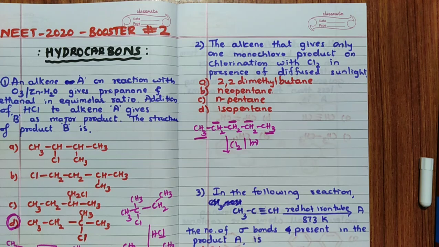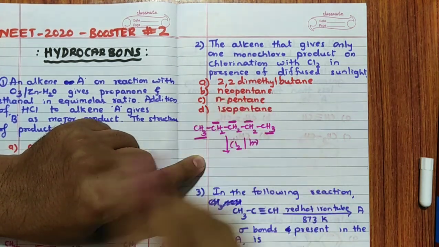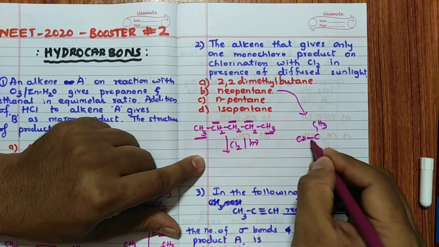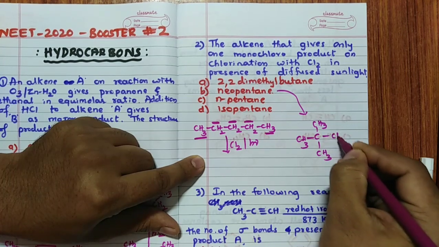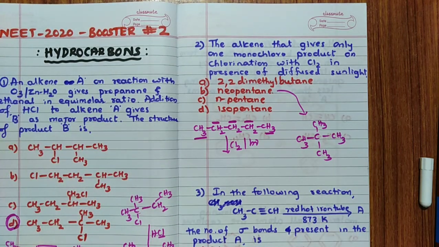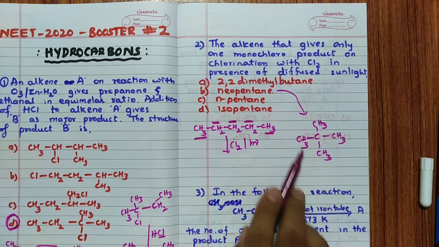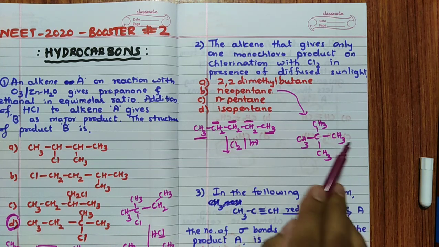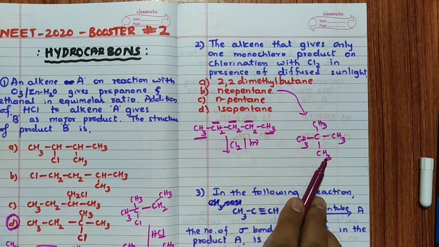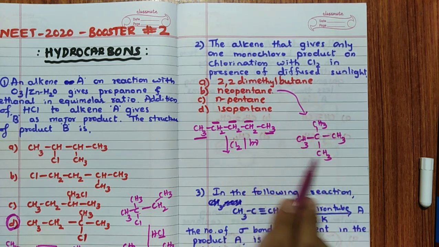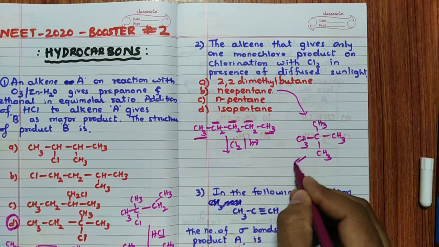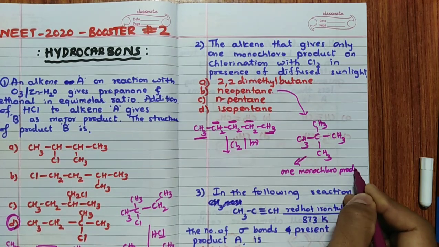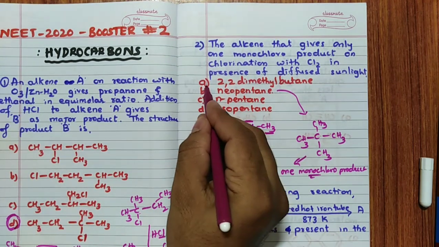Like that you have to see. Then when you go on seeing the molecules, you will come to know that neopentane means one carbon surrounded by 4 carbons, so CH3, CH3, CH3, CH3. Now in this case, all the hydrogens are similar. Similar in what way? The atmosphere surrounding this is the same, and the atmosphere surrounding this is the same. Like this, all the hydrogen atoms are similar. Hence, this will give rise to 1 monochloro product. Hence, the answer for this question is B.